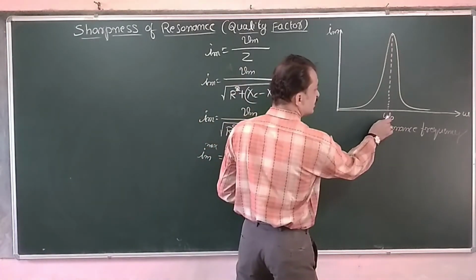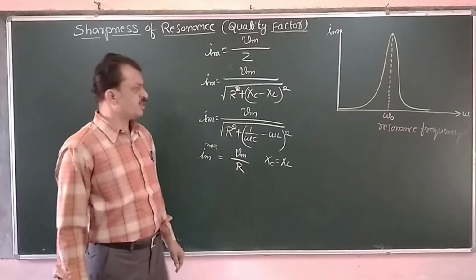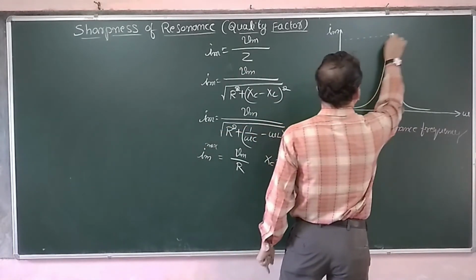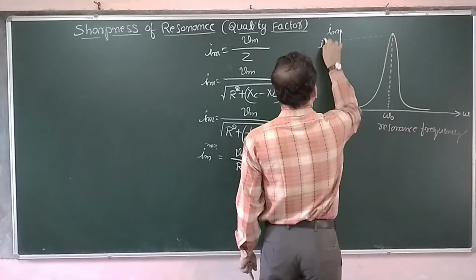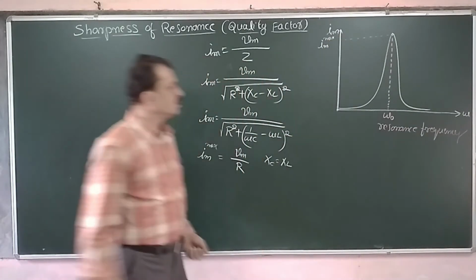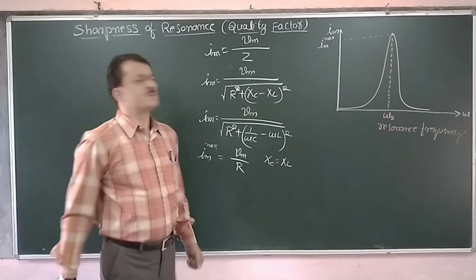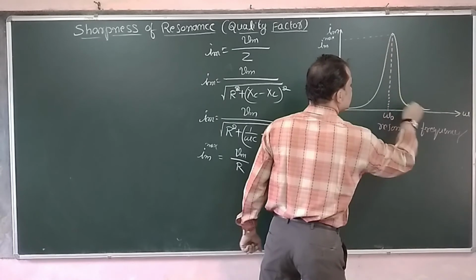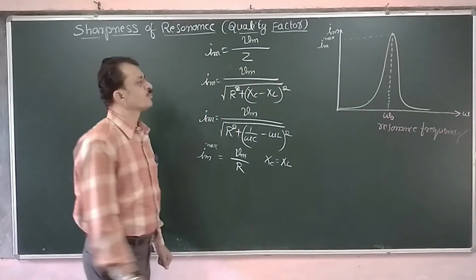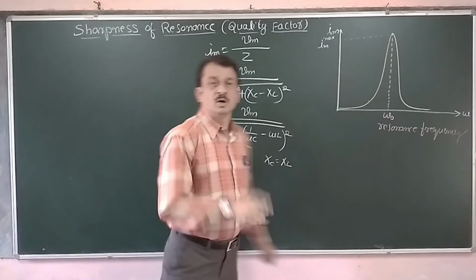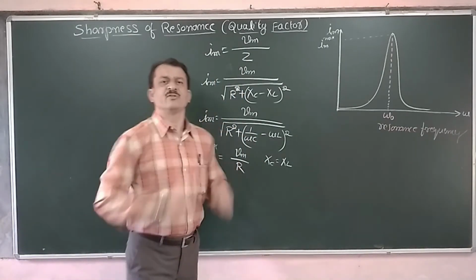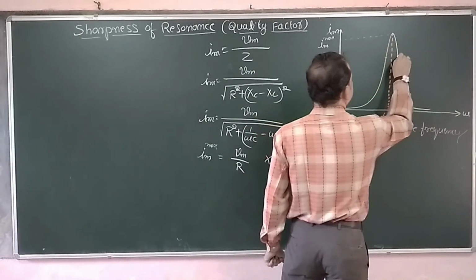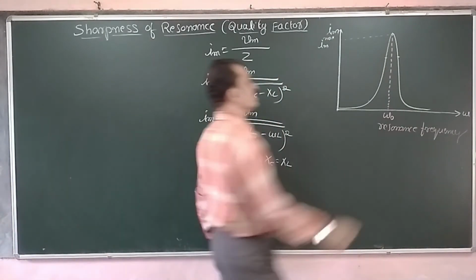Now this is that frequency. This omega naught is the frequency at which the current is maximum. This is what we have as Im max. This is the frequency. Below the resonance frequency, the current goes on decreasing. Above the resonance frequency, the current once again goes on decreasing. Now we will choose two frequencies on either side of resonance. This is the resonance frequency. Below that one and above that one, we are considering two frequencies.